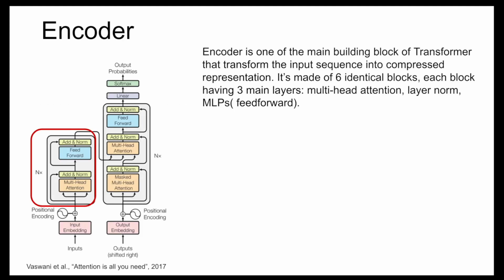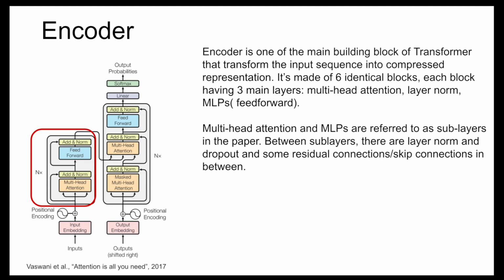And this is the encoder. The encoder is one of the main building blocks of the transformer that transforms the input sequence into a compressed representation. The encoder is repeated 6 times. Each block has 3 main layers: multi-head attention, layer normalization, and MLP or feed forward. Multi-head attention and MLP are referred to as sublayers in the paper. Between sublayers, there are layer normalization and dropout, and some residual or skip connections.